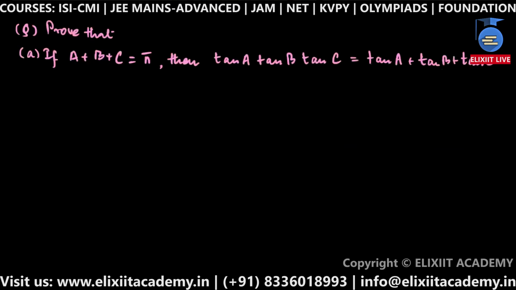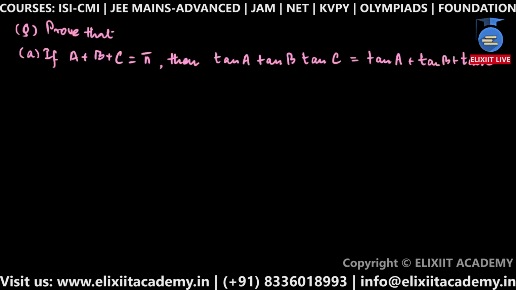Okay, so we have A plus B plus C. This is the angles of a triangle only. The sum of the angles of a triangle is 180 degrees, pi. That is what is given. You have to prove that tan A plus tan B plus tan C equals tan A into tan B into tan C. That is what you need to prove. Right?